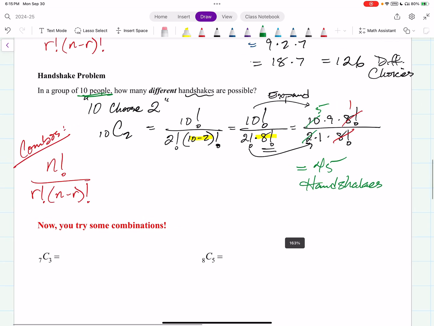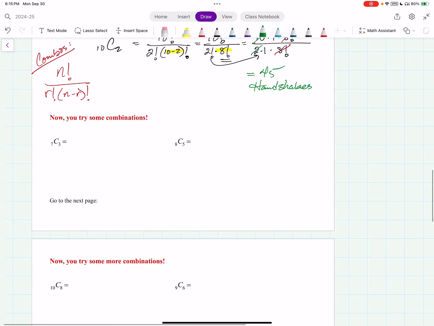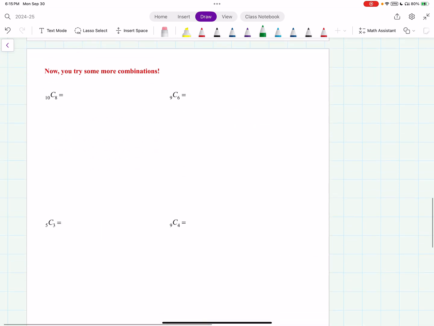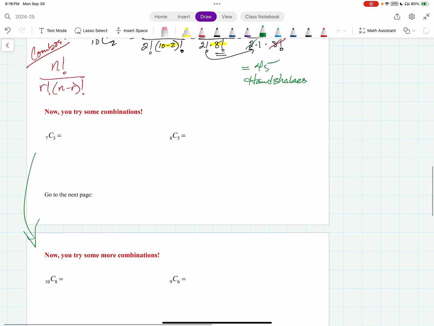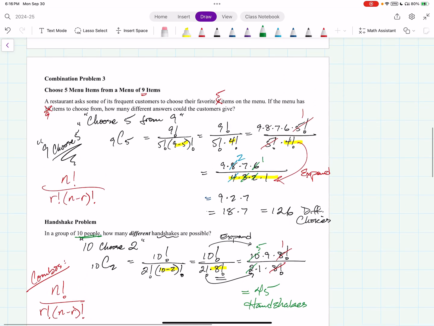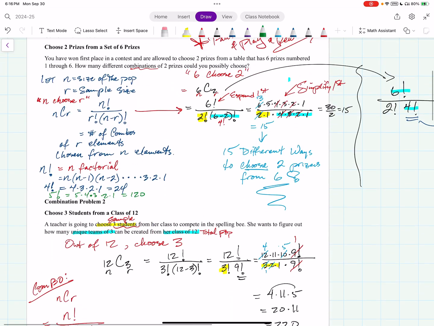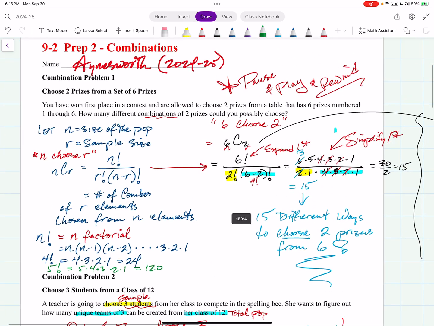That's the mathematics of combinations right there. And now what you guys need to do is try it. There's a few more on the next page. So you try these, and then you go to the next page and try a few more, and you check your answers with each other. And then when I get back in the class, we will go over some more application of the combinations.